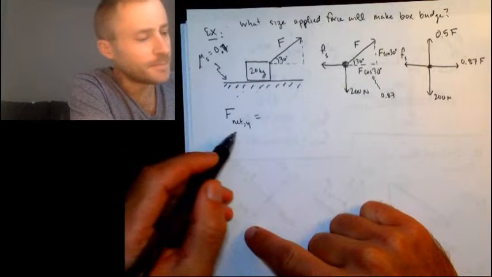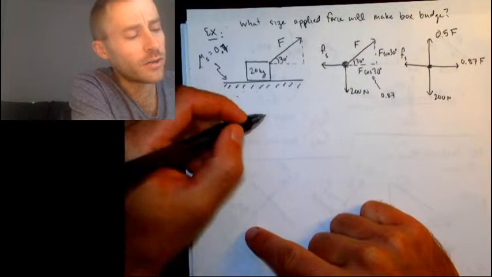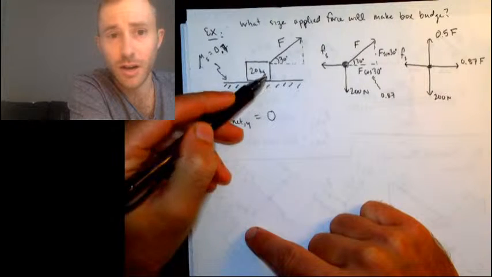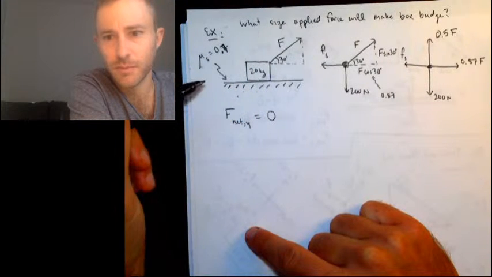Okay, while I'm waiting, the net force in the y direction would have to equal 0 because the box is not being lifted off the surface. Okay?